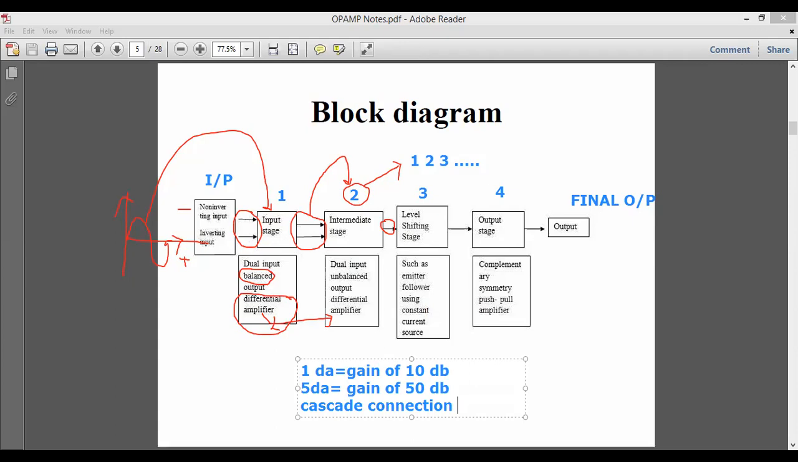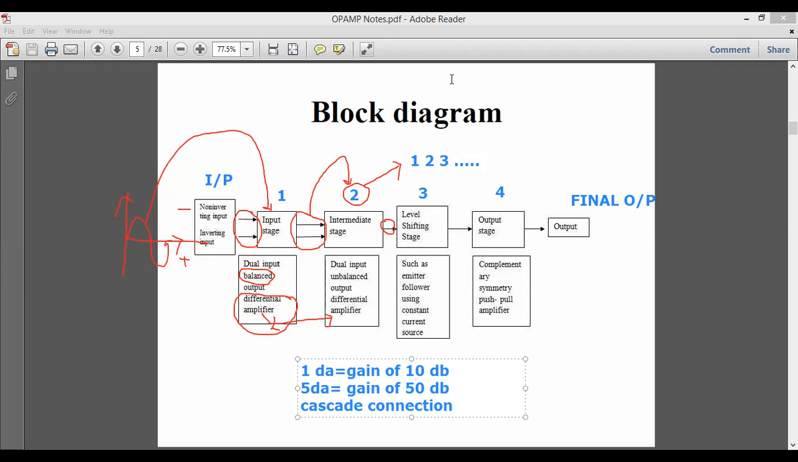It can be one which gives me a gain of 10 dB, just an example. If I want to increase the overall gain of my operational amplifier, let it be inverting or non-inverting, then I will increase the number of connections inside the intermediate stage such that the gain is achieved whatever we have desired, right?